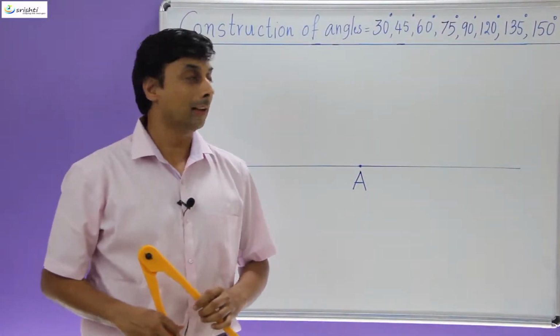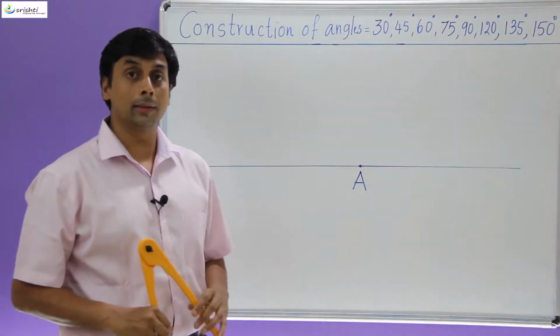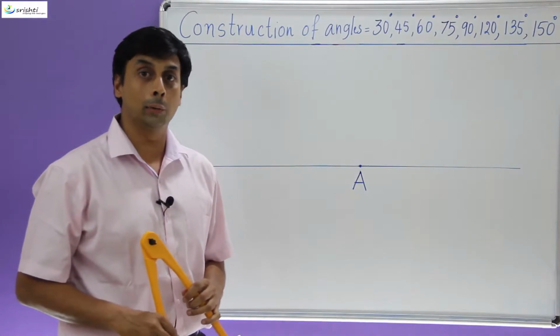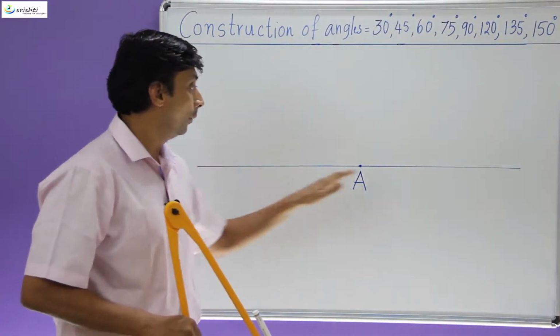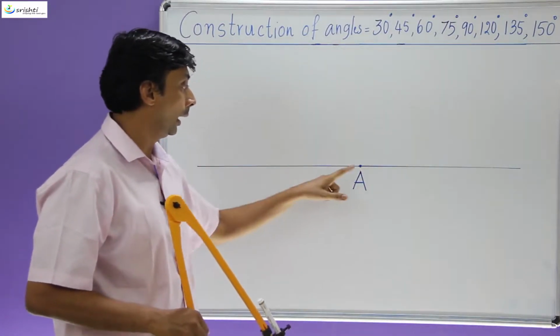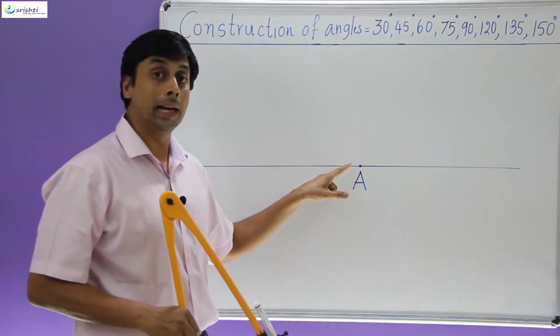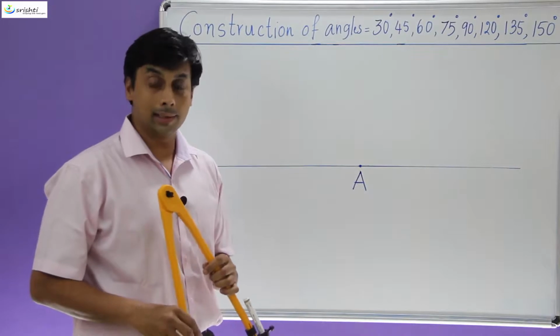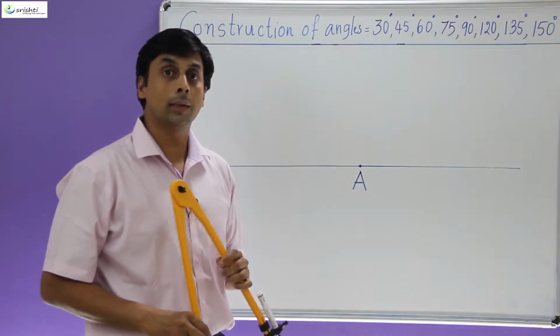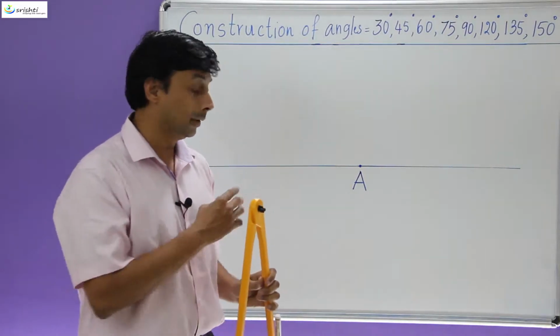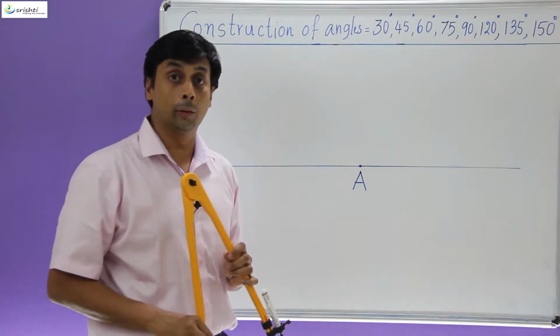So in this segment, I am going to explain the geometry behind construction of a 60 degree and a 120 degree angle. I have marked a line over here. I have marked a particular point A. I am going to construct 60 degree and 120 degree around it. I suggest you take out your geometry box, your geometry instruments, and construct this along with me.